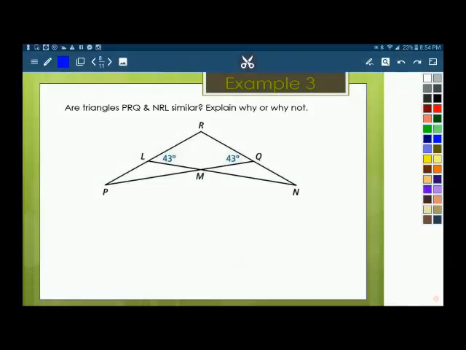All right, I've got one more example for you, and I would say anytime you see these shapes overlapping, draw them again but split apart so that maybe you can identify any angles that they have in common. So we're just trying to figure out if PRQ and NRL are similar. So this triangle here, and this triangle here. They're overlapping each other.